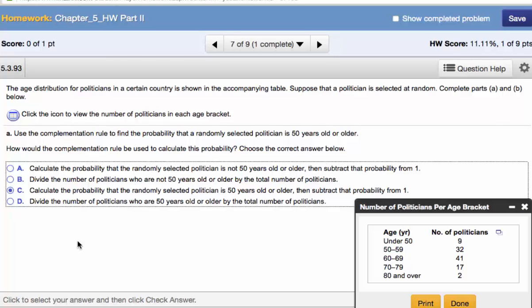That's the complement. The complement is everything else, so it's going to be the rest of the probability other than 1. So you're going to calculate the probability of everything else. No, that's not right. Not 50 years or older. Yes, right, not. Okay, I just didn't read it slow enough. Yeah, so you want the probability of everything else, and if you take 1 minus that, you get the probability of the thing that you want.